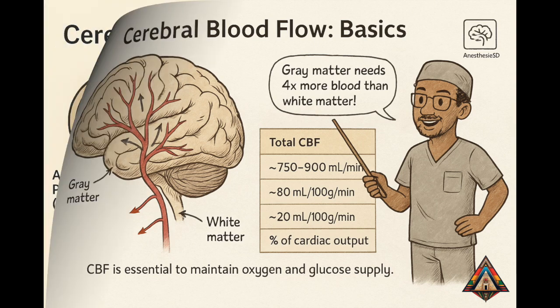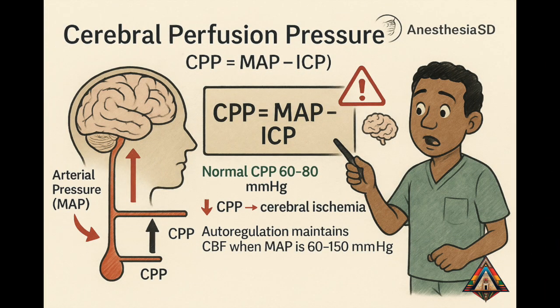Cerebral perfusion pressure is defined as the difference between the mean arterial pressure and the intracranial pressure. Cerebral perfusion pressure equals mean arterial pressure minus intracranial pressure. This equation reflects the pressure gradient that drives blood flow to the brain. Normal cerebral perfusion pressure ranges between 60 and 80 millimeters of mercury. If intracranial pressure increases or if arterial pressure decreases, cerebral perfusion pressure falls, which can lead to cerebral ischemia. The brain can autoregulate blood flow when mean arterial pressure is between 60 and 150 millimeters of mercury.